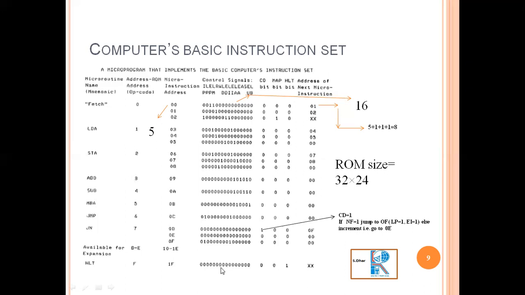That means what is the total number of addresses it can generate? Total number of addresses it can generate is 2 to the power 5, that means 32. Clear? 32 addresses it can generate.